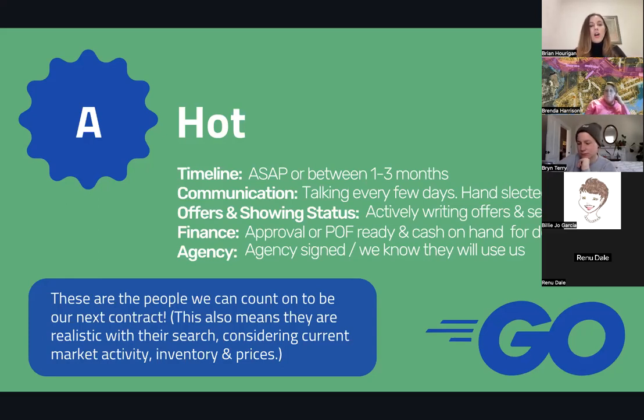We are actively writing offers. I've got their pre-approval or proof of funds in hand in their file. They've signed agency, or they're in my SOI and they will sign it when we write our offer, right? These are people we can count on.